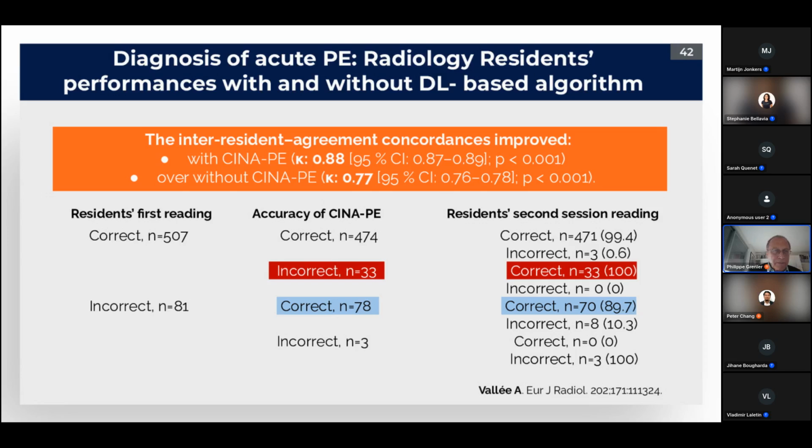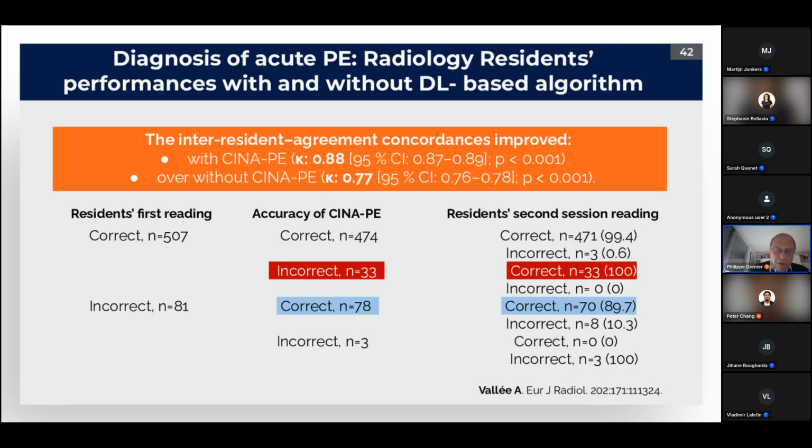Other results of the study: the inter-resident agreement concordance improved with SINA-PE with a kappa value of 0.88 over without SINA-PE with a kappa value of 0.77. Among correct residents' first readings, 33 were incorrect at the software results, but remained correct at the residents' second reading. The residents resisted the software false positive suggestions. Among incorrect residents' first readings, 78 were correct software responses, and 70 became correct at the residents' second readings.